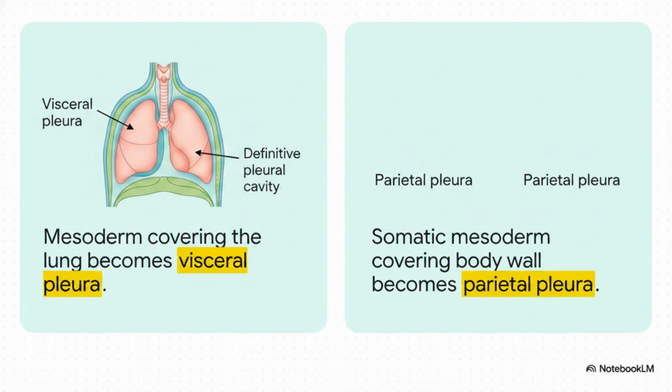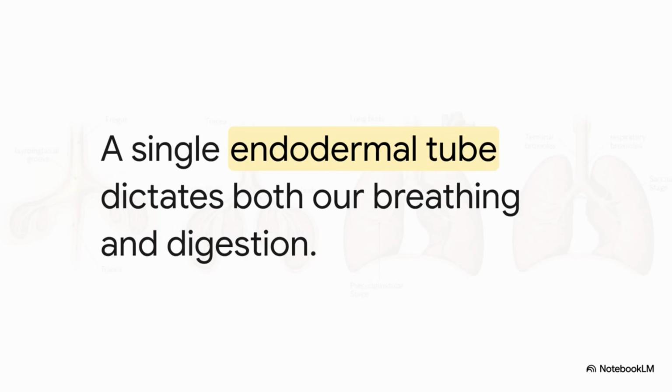Now, as these lungs push into those canals, they interact with the surrounding mesodermal linings to actually form the pleurae. The mesoderm that directly covers the outside of the expanding lung tissue itself develops into the visceral pleura. Conversely, the somatic mesoderm layer that covers the inside of the body wall becomes the parietal pleura. And the tiny space that remains right between this newly formed parietal and visceral pleura is exactly what becomes the definitive pleural cavity.